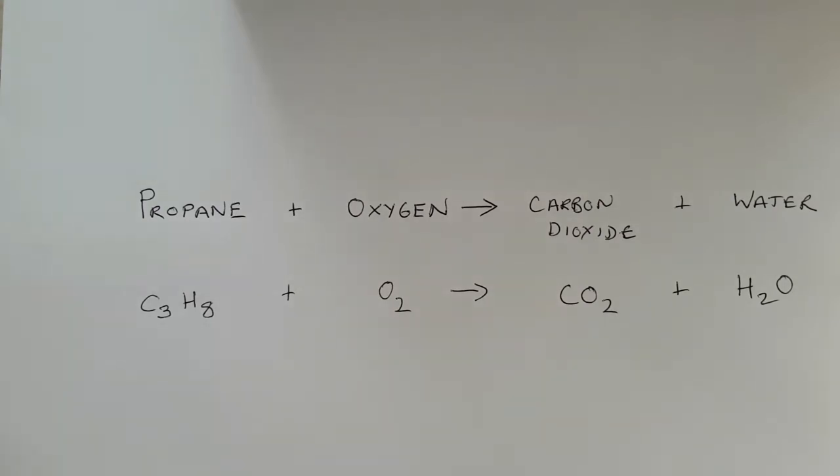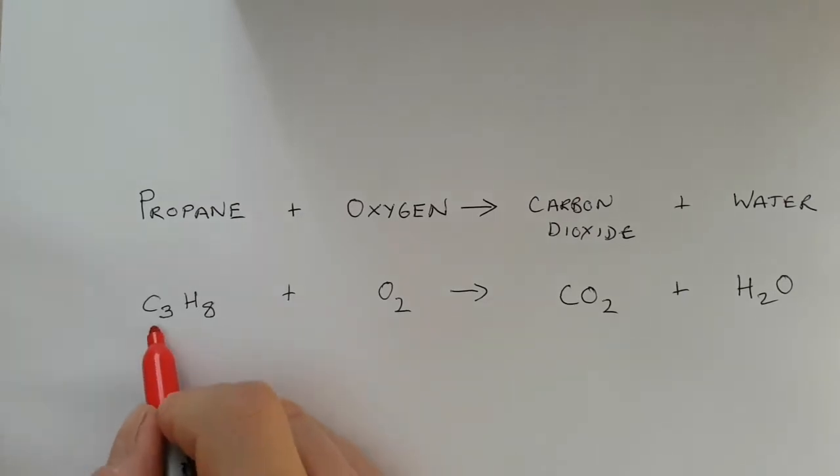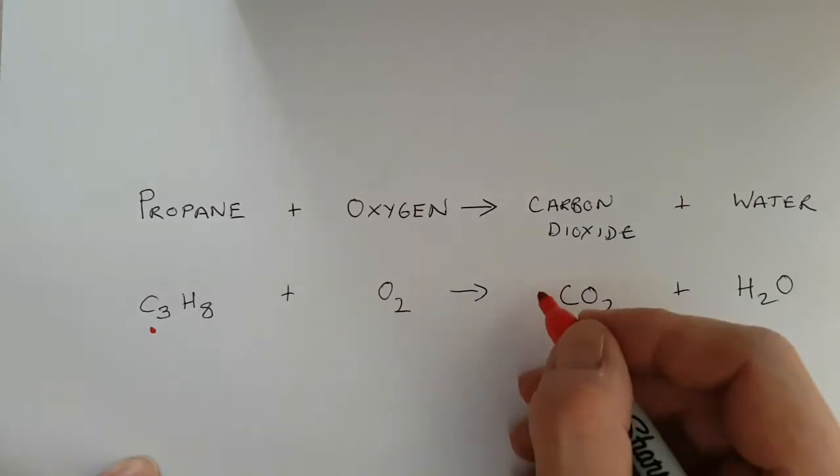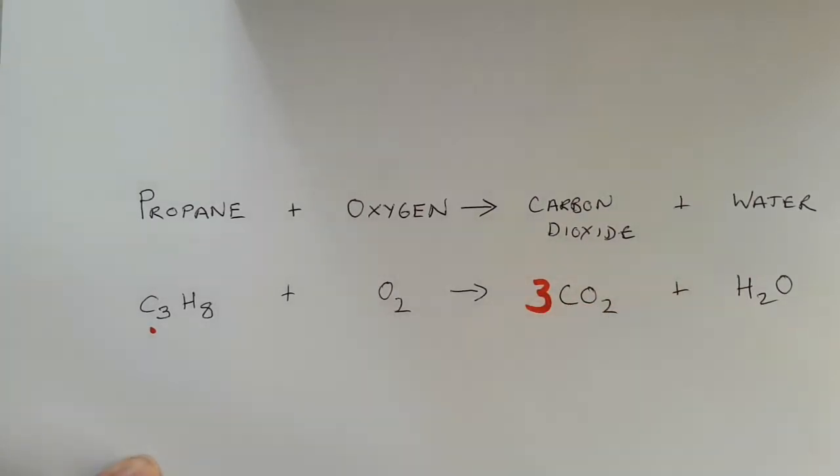The first thing to do is to note that there are 3 carbons in propane, C3. You would have found that formula just by looking it up, but now you know there are 3 carbons. We know that can make 3 lots of carbon dioxide. And we know there are 8 hydrogens.